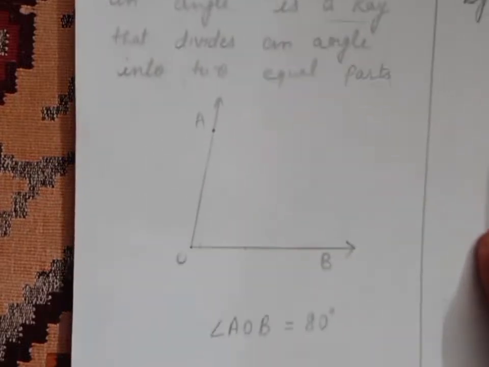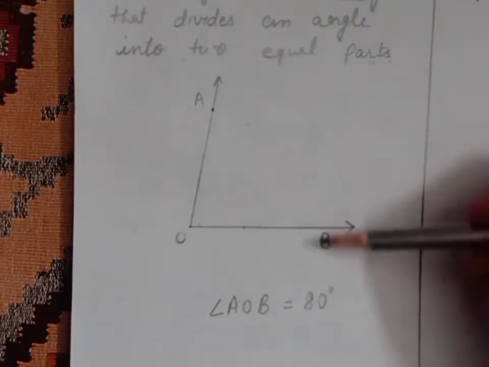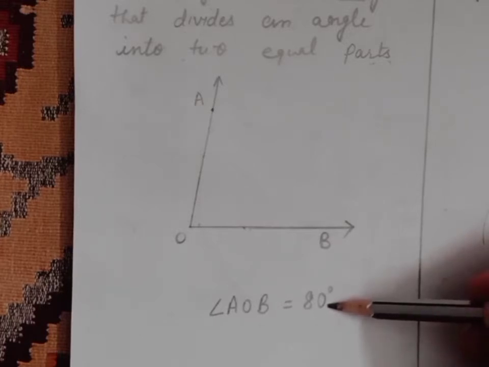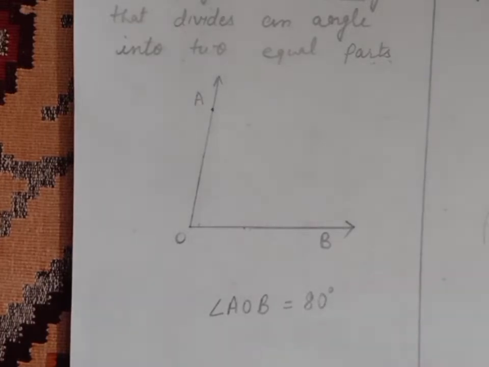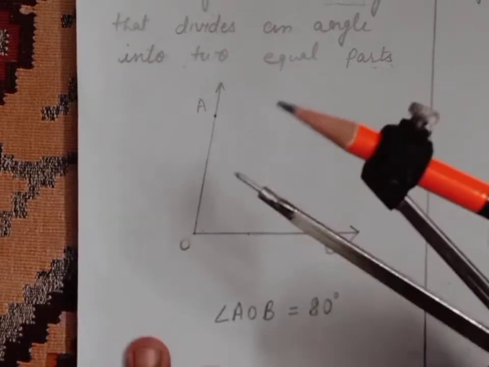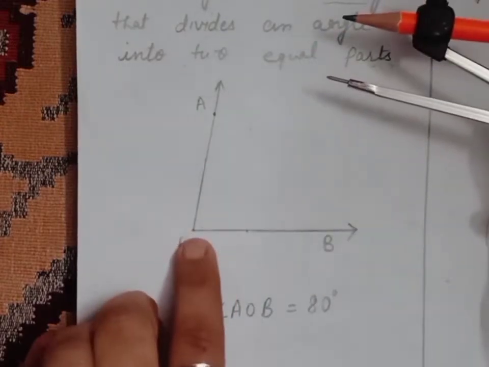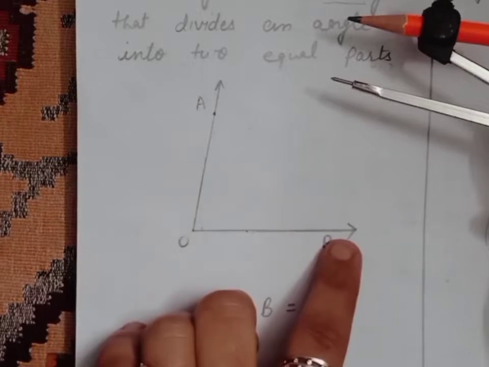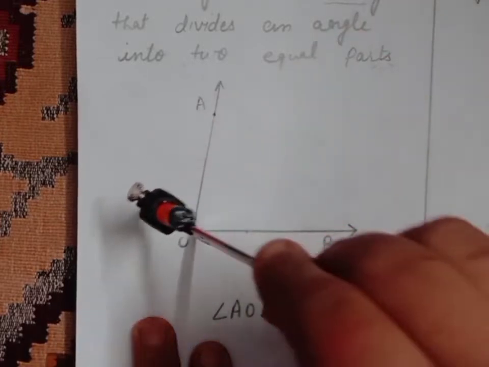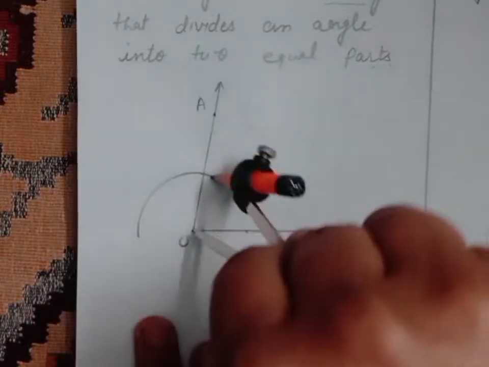Students, you can see here I have drawn one angle AOB and it is of 80 degrees. Now I will show you how to draw its angle bisector. We will draw it with the help of a pair of compasses. With a convenient radius, from the initial point of this ray OB, we will draw one semicircle.